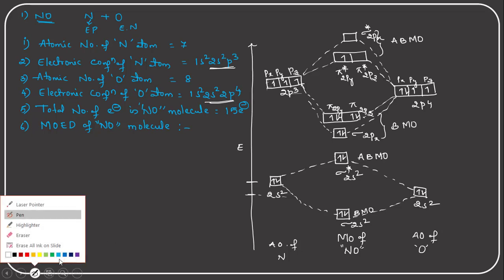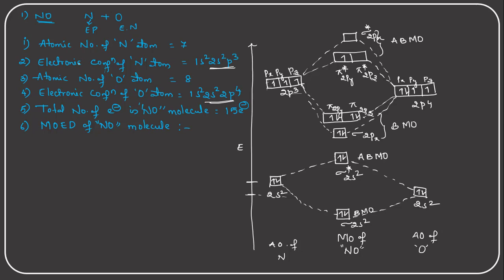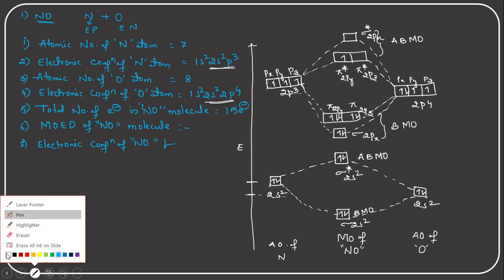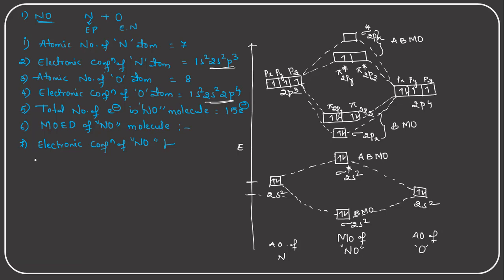And I am turning into another color, that is the blue color only. Seventh point. What will be the seventh point after construction of the molecular orbital energy level diagram? This is the electronic configuration of NO molecule. So we need to write the electronic configuration of NO molecule in ascending order.